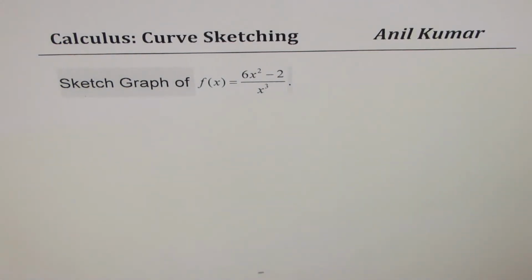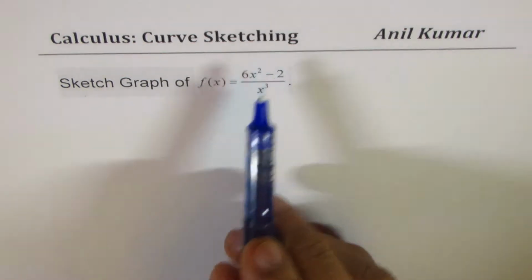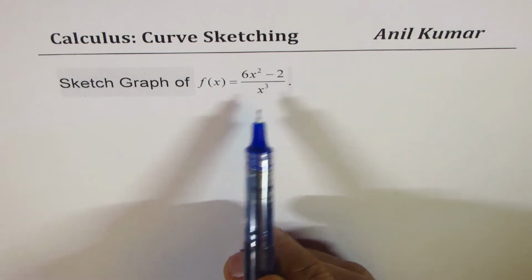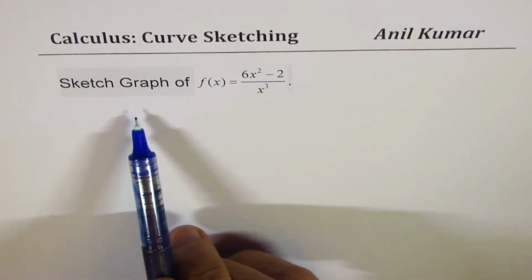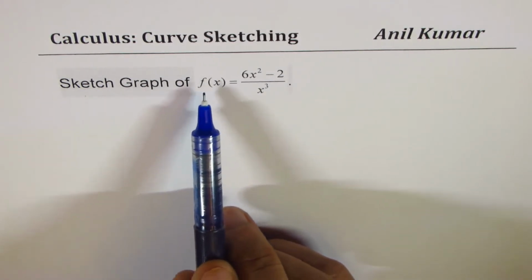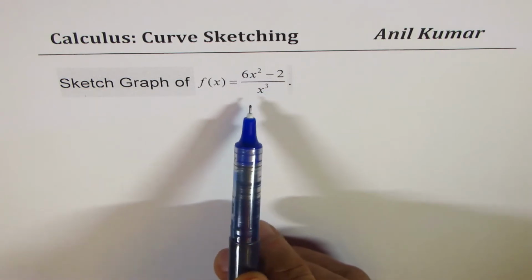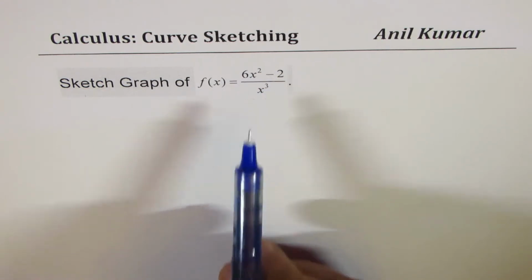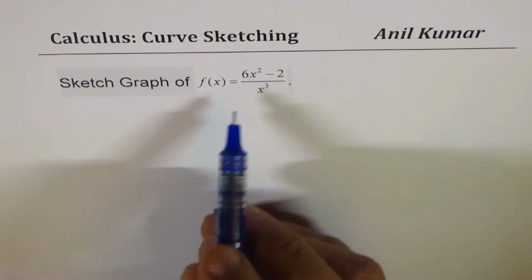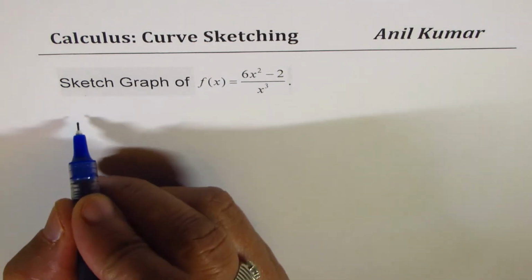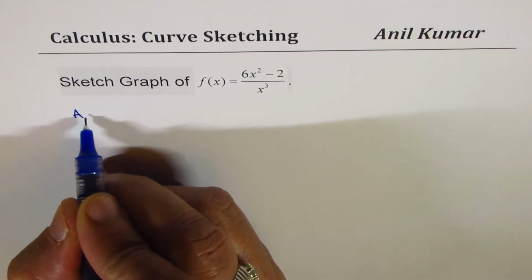I'm Anil Kumar. In this particular video, I'm going to discuss in detail how to do curve sketching for rational functions. The example is to sketch the graph of f(x) = (6x² − 2)/x³. Now this is a rational function. So in a rational function, we will first look into asymptotes.